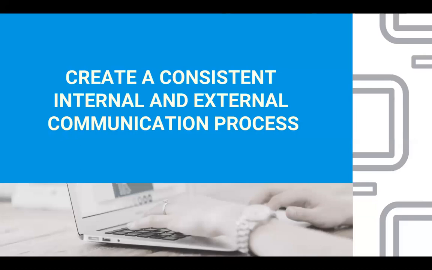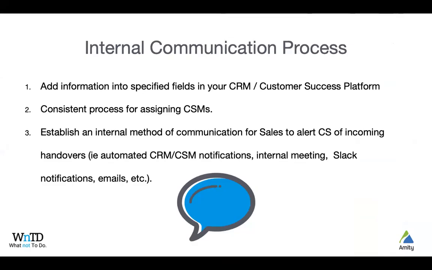So the final two steps: create a consistent internal and external communication process. The internal communication process is really important because it informs what the external communication process is going to be like for the customer. For example, if you're going to have a high frequency one-to-one communication process as the engagement framework for part or all of your customer base, you may want to do something like an internal kickoff call between your sales rep and your CSM.